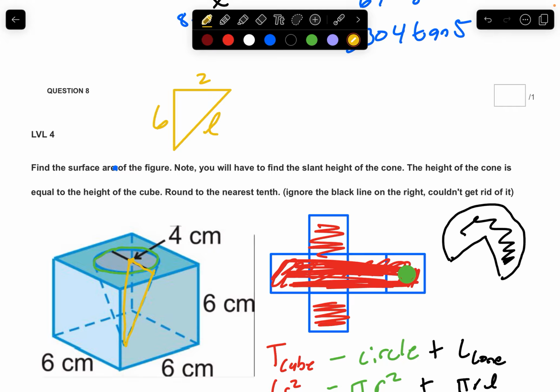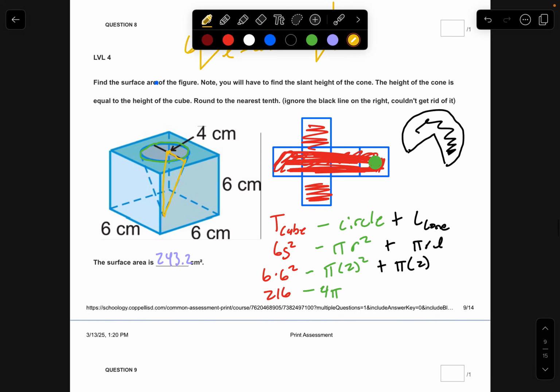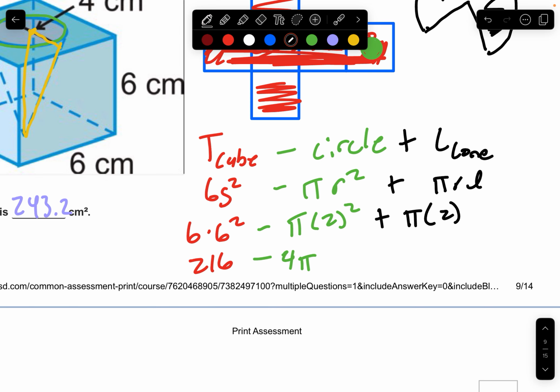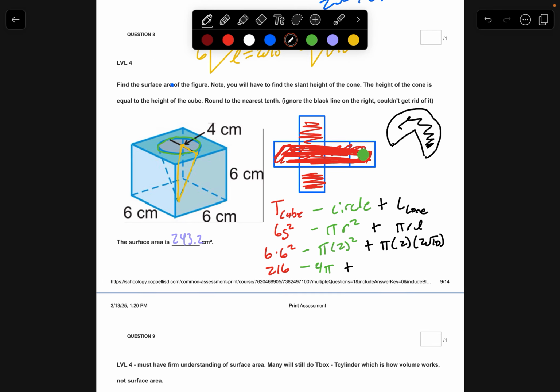height. Well, good practice would be divide by 2. Divide by 2, that'd be 9 plus 1 is root 10. So if we divided by 2, we got to multiply the 2 back in. So the slant height is 2 root 10. So that's going to be pi times the radius. Oh, we already did that. That's going to be times 2 root 10.